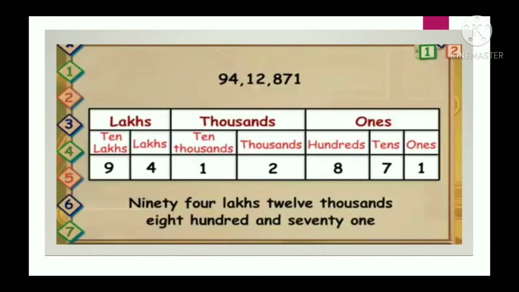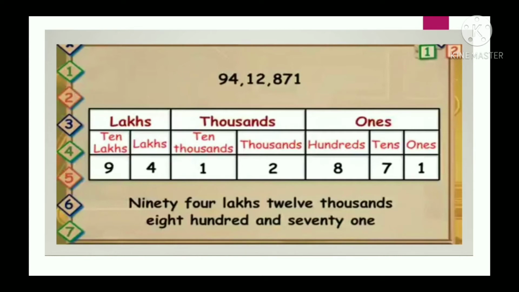Now in word form, how do we write? We write with the greatest one, which is 94 lakhs. So first we'll write 94 lakhs, then the second period is the thousands period. After this we'll write 12 thousand, then the third period, the ones period, and in the ones period we see 8 is in the hundreds place, so we'll write 871.